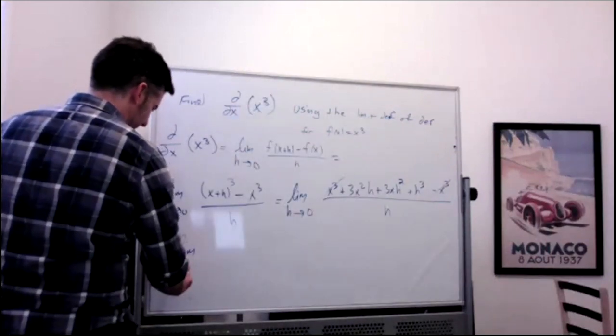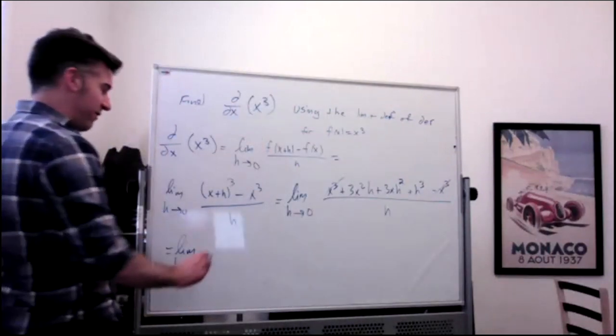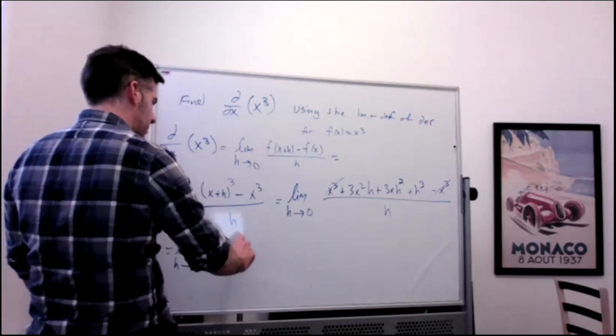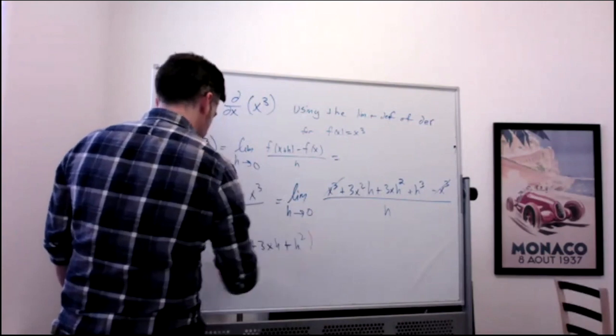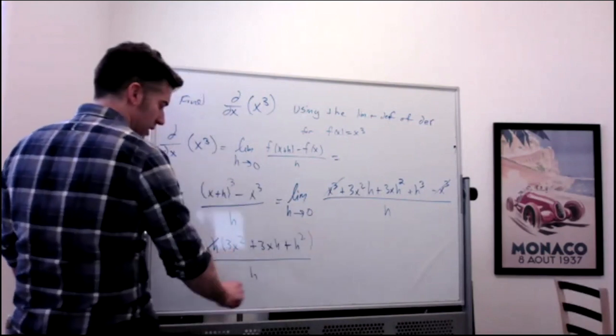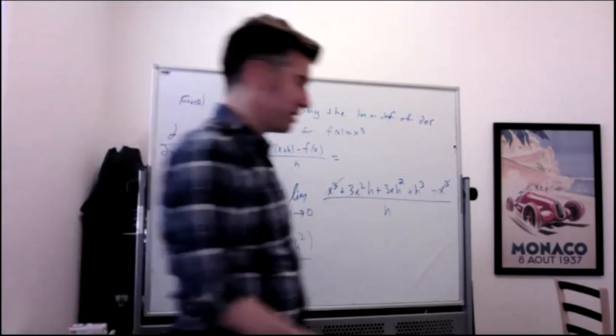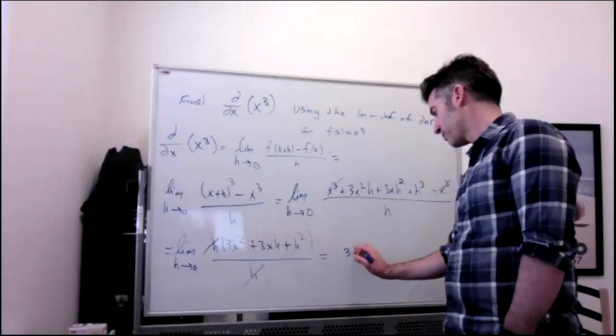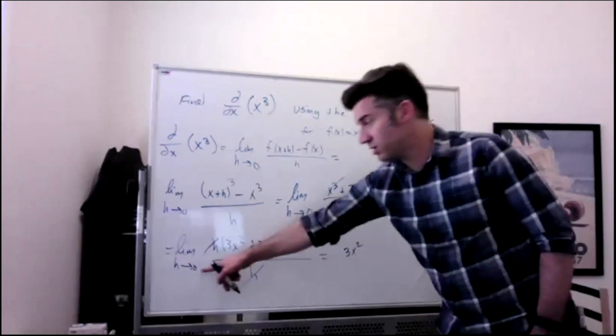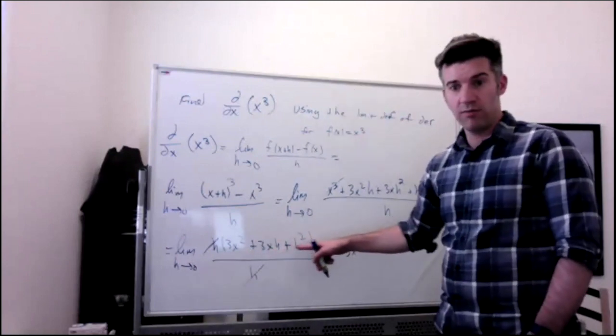I like to factor out an h, really. From the top, I would factor out h. I'd have 3x squared plus 3xh plus h squared. Then those h's cancel. And then you can see that the rest of the things, well, I get 3x squared. And then h goes to 0, so I get 3x times 0 plus 0.